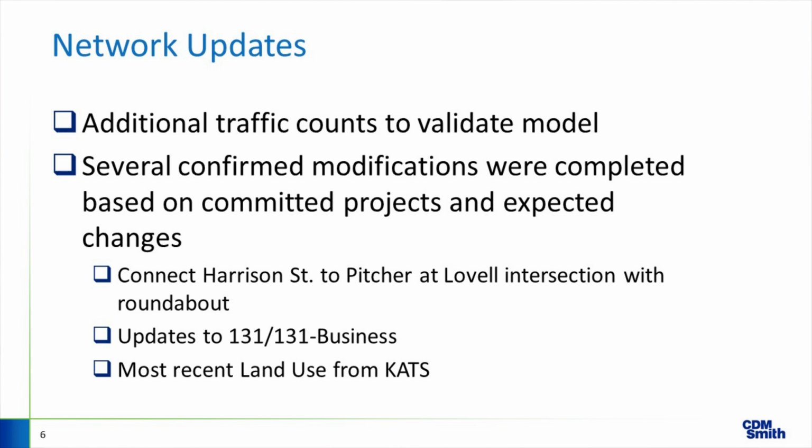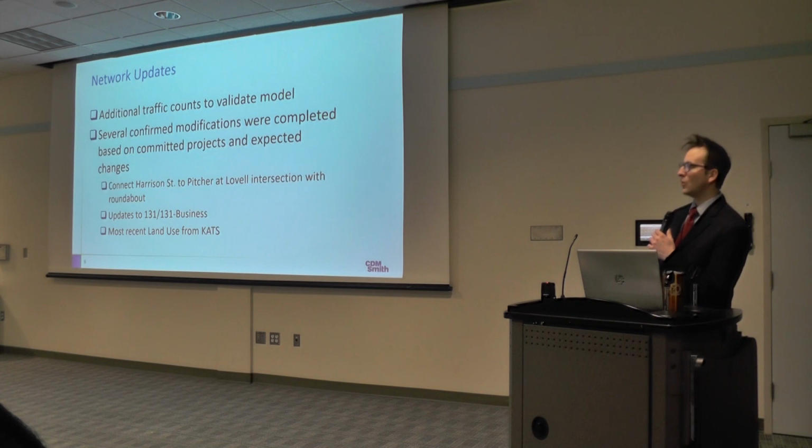That includes connecting Harrison Street to Pitcher at the Level intersection with a roundabout. It also includes some updates to 131 and 131 Business, and then also using the most recent land use available. CATS has made some estimates for where they know development will happen, how population will change, and where jobs are coming in. So we want to use that information to reflect, especially as we look out to 2045, what we think is the most likely scenario to happen.